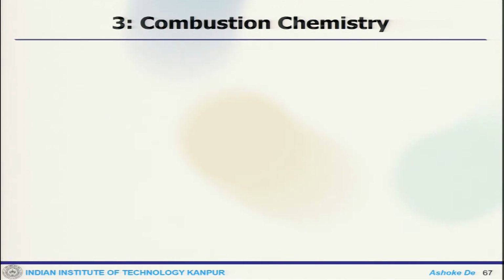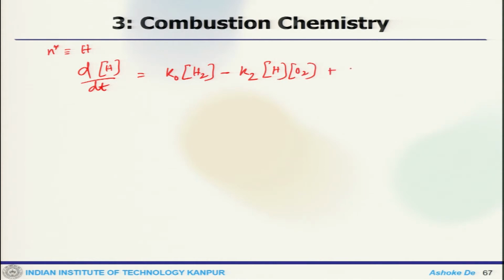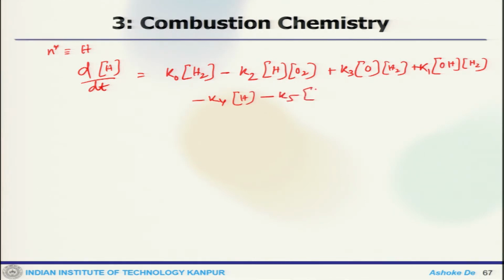Then you can find out the rate equation for this free radical density N star, which is taken as the same as H. So your N star here is H. That means we will find dH/dt equals k0 H2 minus k2 H O2, plus k3 O H2, plus k1 OH H2, minus k4 H, minus k5 H O2 M.